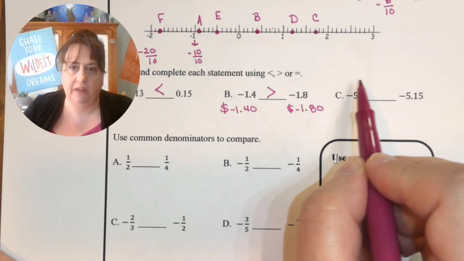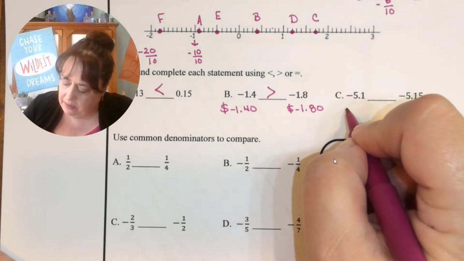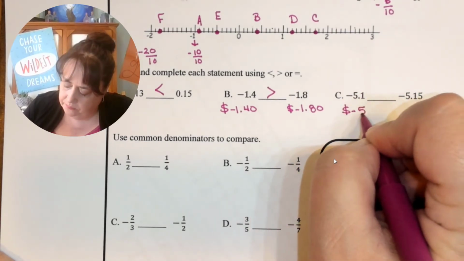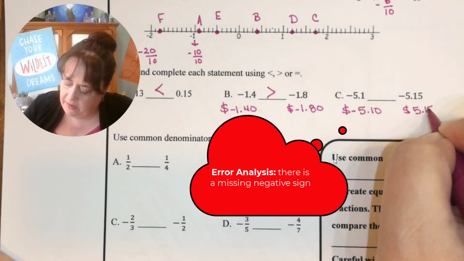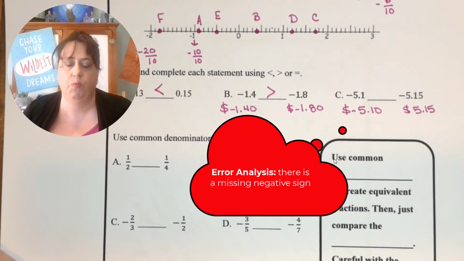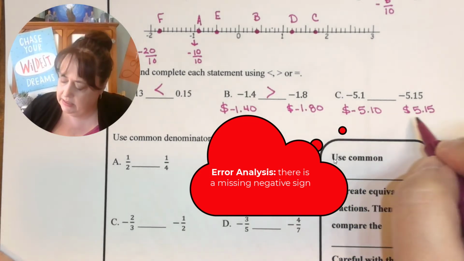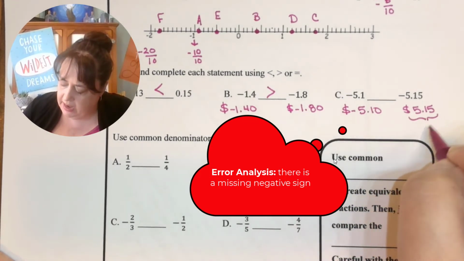This one's tricky. So again, make it into money. That's $5.10 versus $5.15. Which one is more debt? This one's more debt.